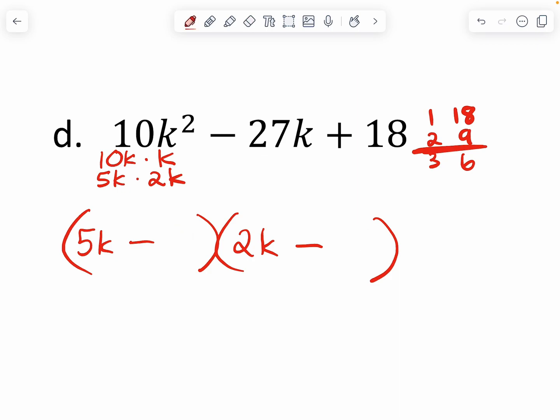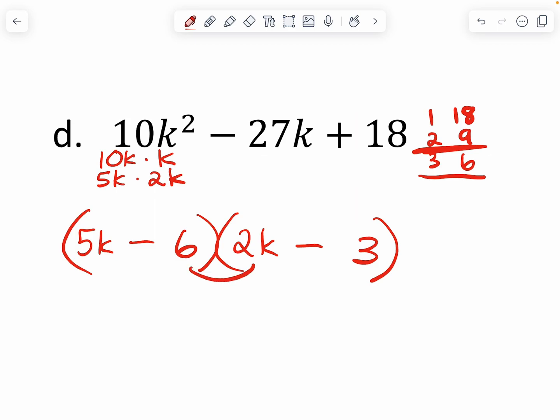So now I'm going to try my 3 and 6. If I put the 6 here, I notice I also have a common factor of 2, so that's not going to work. So if I'm going to use 3 and 6, the 6 has to go here and the 3 has to go here. So now I'm going to check it again.